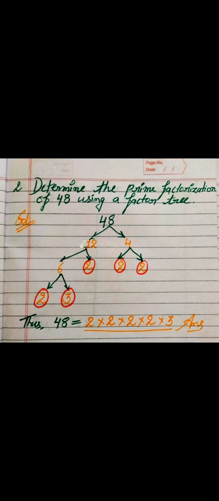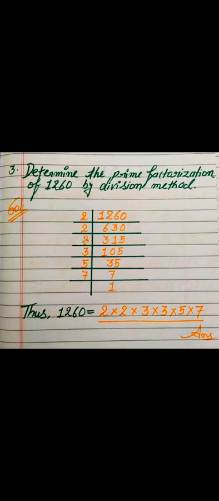Now next question is, here we have to determine the prime factorization of 1260 by the division method. Now listen students, as this method's name is division, that means we have to divide by certain numbers, but the number should be prime, because we have to find the prime factorization. So we will divide only by prime numbers.